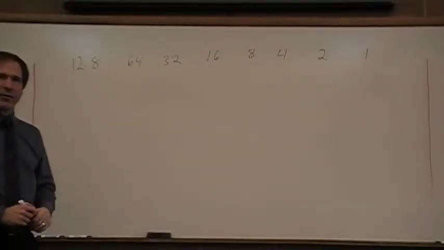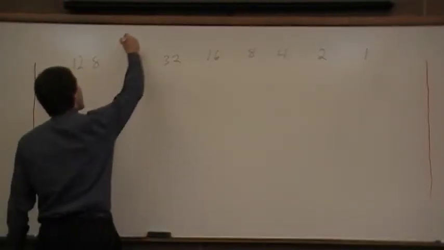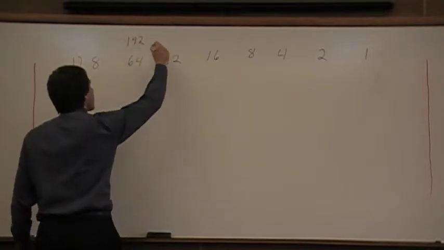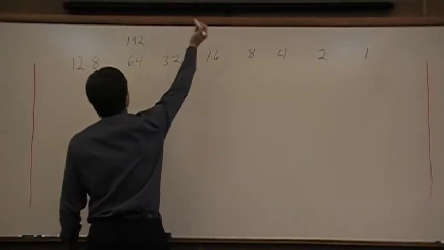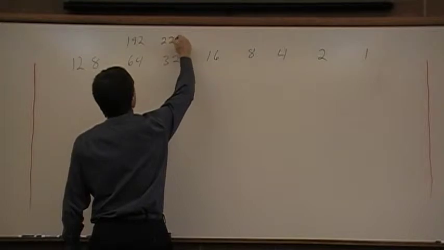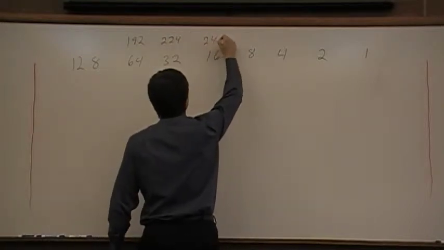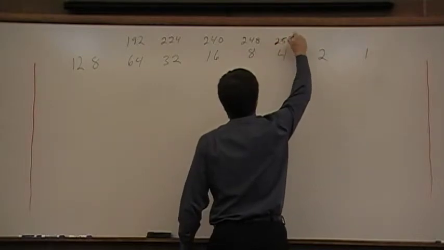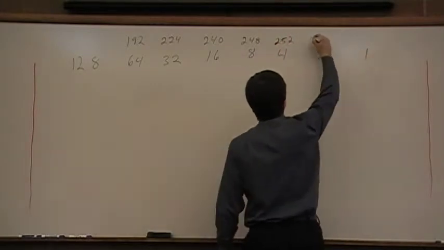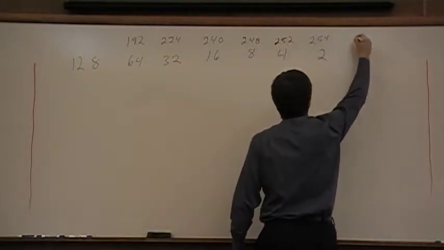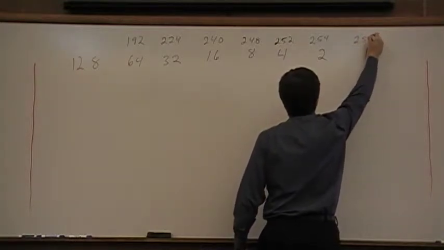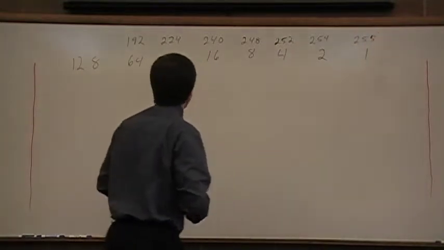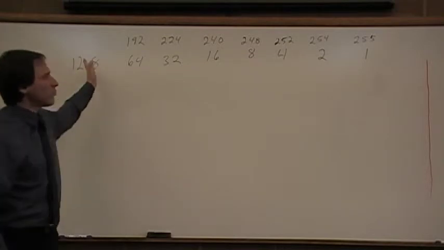So ultimately, you want to be able to add them together. You should have this memorized. So 192, and then 224, 240, 248, 252. You know I'm going to end up at 255, right? 254, 255. Right? So that's the reason why we have these numbers.